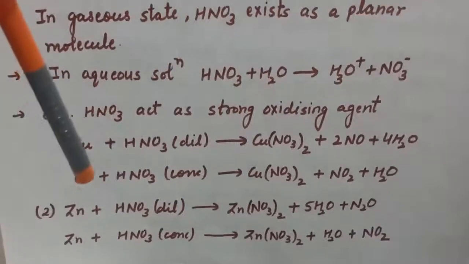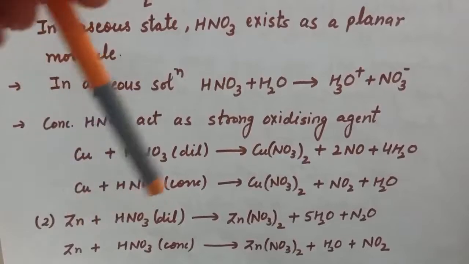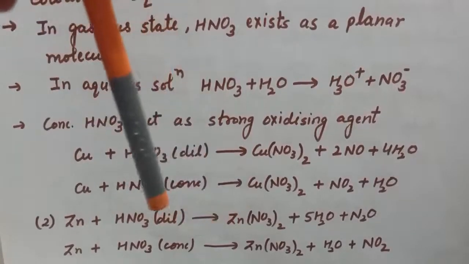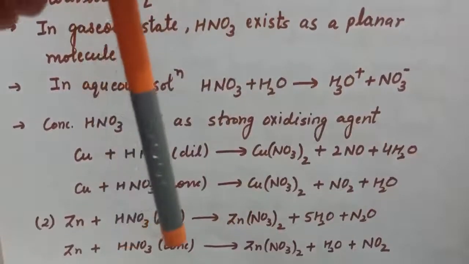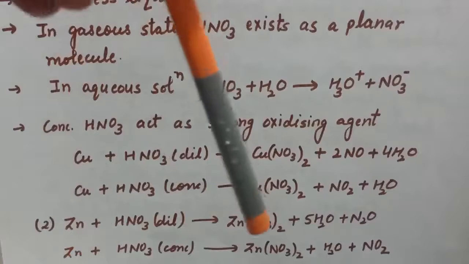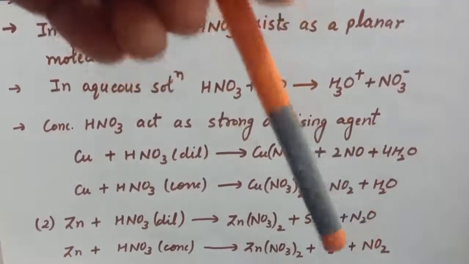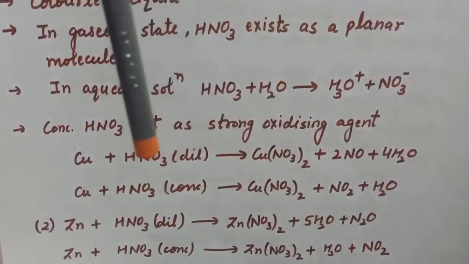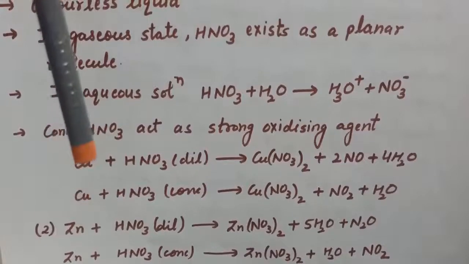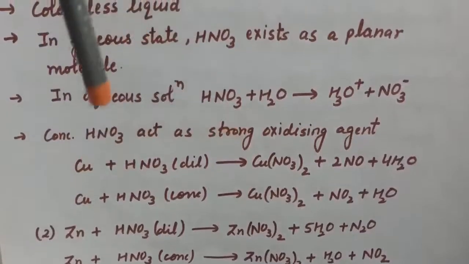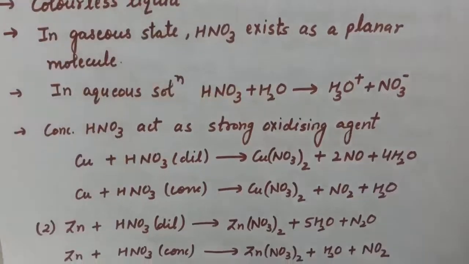Next, if we have zinc, and when we treat our zinc with dilute HNO3, what will happen? It will form zinc nitrate, and in case of dilute HNO3, N2O will be released. But similarly, if we use concentrated HNO3 with zinc metal, again zinc nitrate will form, but this time nitrogen dioxide will be formed. So depending upon the concentration of acid as well as on the material, the product will be different. So these are the reactions in which HNO3 acts as an oxidizing agent.